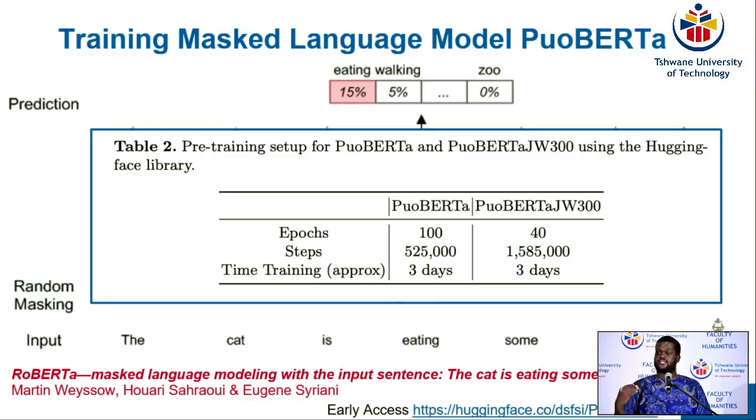This is the same model, but for Setswana. And we trained it. It took 3 days each, one with only the Puo Data and then Puo Data plus JW300. What can you do once you have this model? You can then fine tune it. So do training one more time towards your final applications.